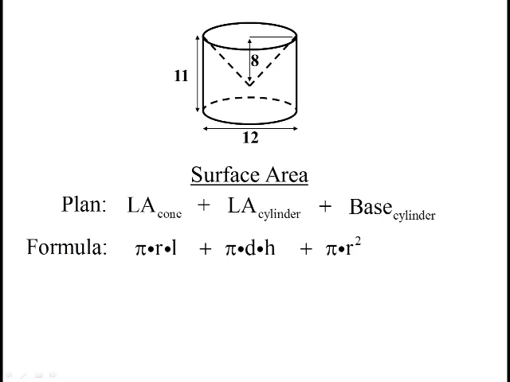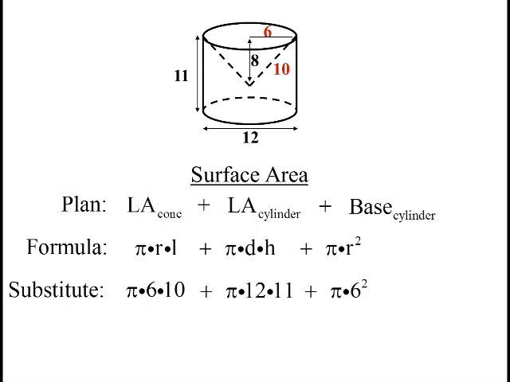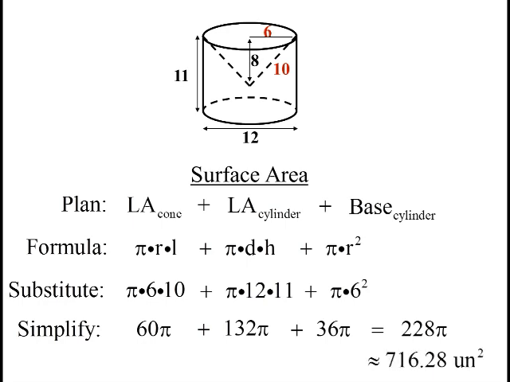So let's substitute some numbers in there. Let's see, pi rl. I know the radius is 6. And now I can see that right triangle up there. 6, 8, 10 has to be the slant height. So we can do some substitution. The radius is 6, the slant height's 10. Now we need the height of the cylinder. We know the diameter is 12, the height's 11, and then 6 is your radius. So you have everything you need. Just simplify and give an estimate.